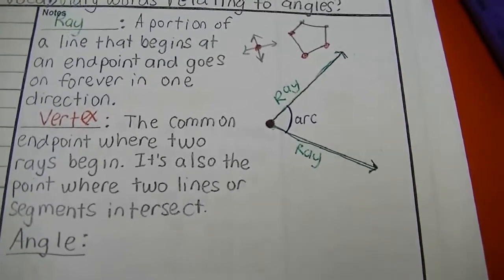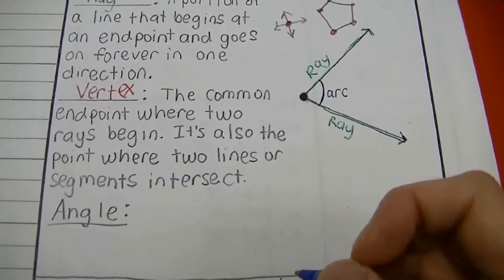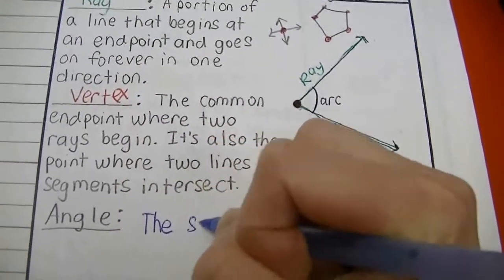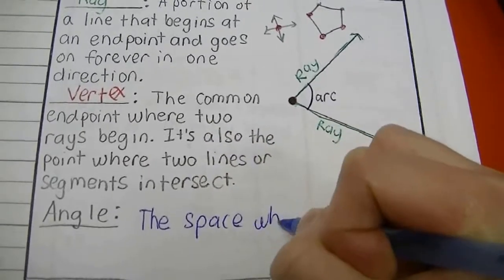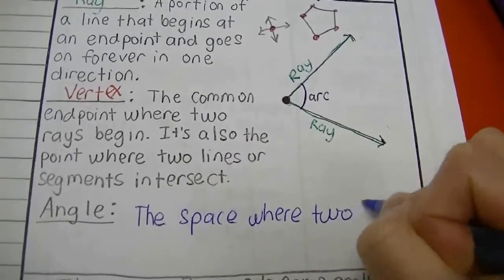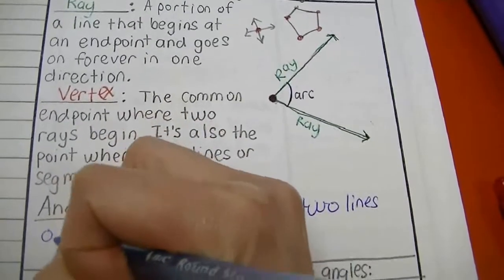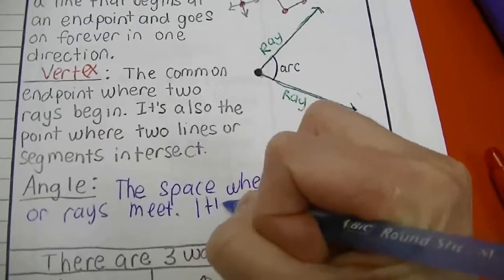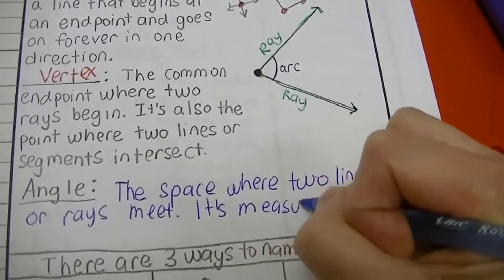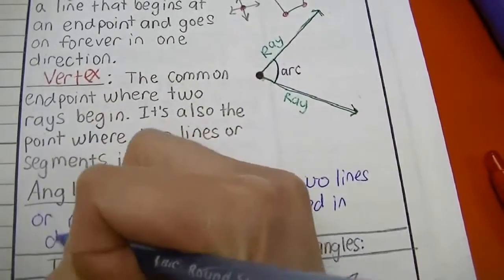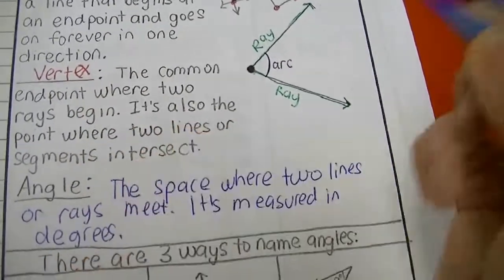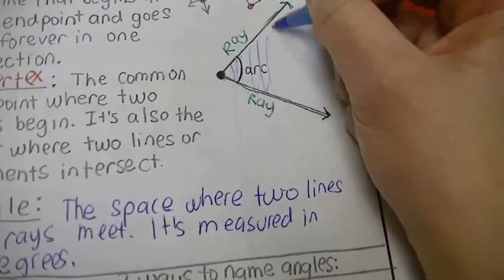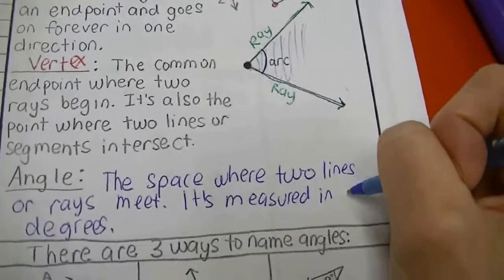Okay. Now, the space where two lines or rays meet, it's measured in degrees, it's called an angle. It's measured in degrees. Okay? And that's going to be this space right here. That opening, that's an angle.